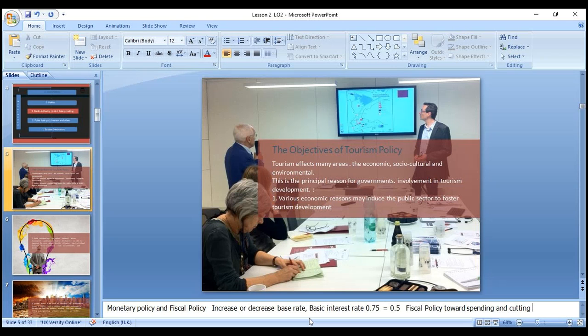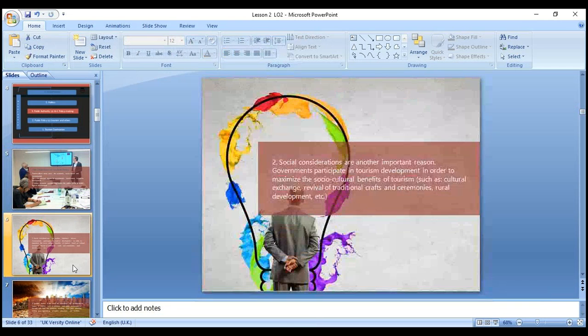So this is the principal reason the government is involved in tourism and development. Various economic reasons may reduce the public sector and foster tourism development. Okay, then we can look at the social consideration, another important reason governments participate in tourism development, in order to maximize social and cultural benefit, such as cultural exchange.